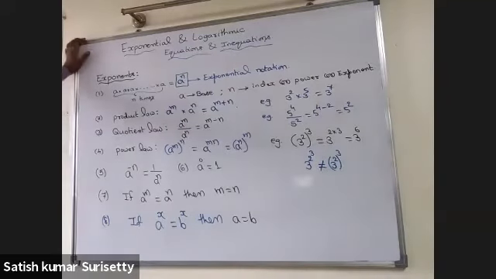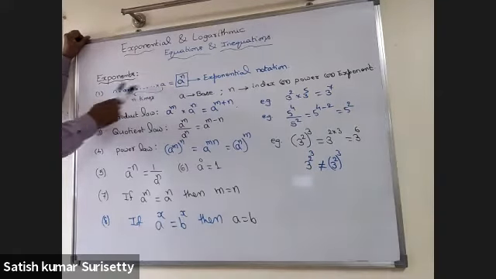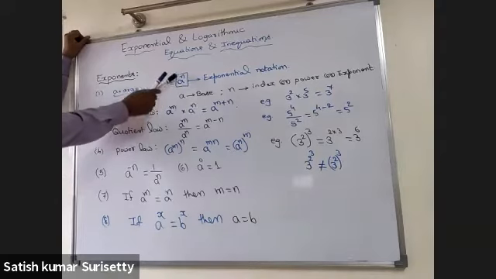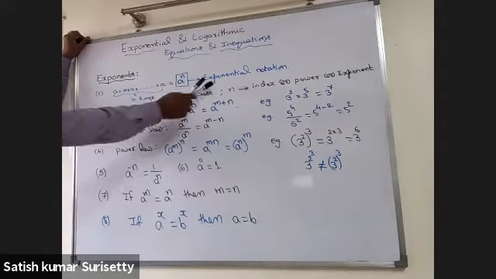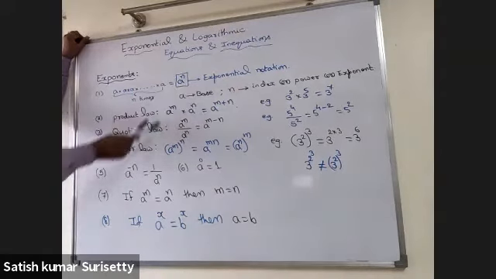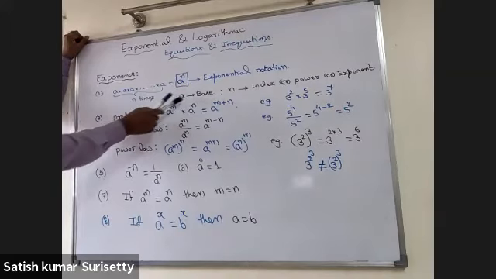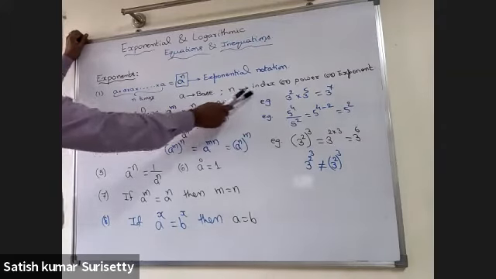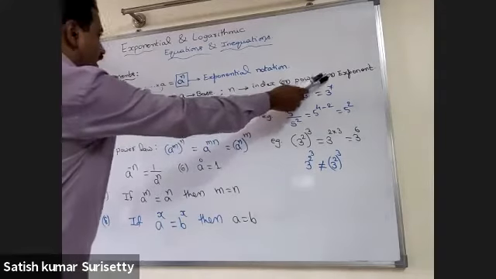So, exponential and logarithmic equations and inequations. In that, exponents: a multiplied n times will be written as a to the power of n, which is called exponential notation. Here a is called the base and n is called the index, or power, or exponent.